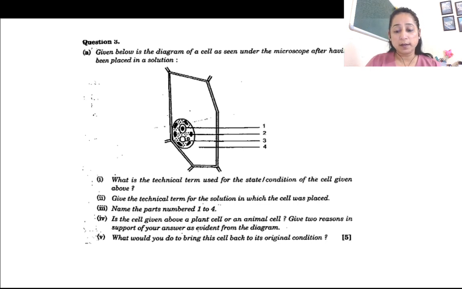What would you do to bring this cell back? So what do we do? We place it again in water. So it will deplasmolyse. This plasmolysed cell will regain its shape. It will deplasmolyse. So what will we do?